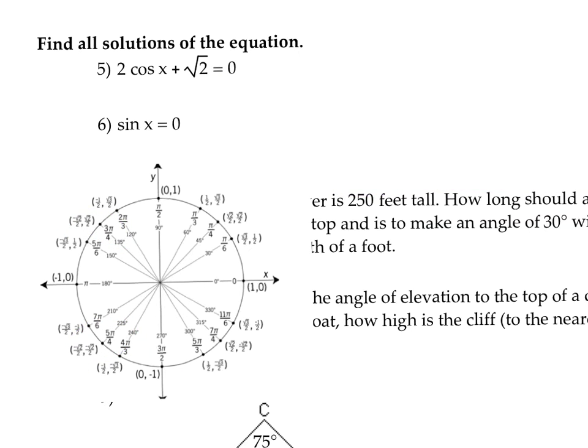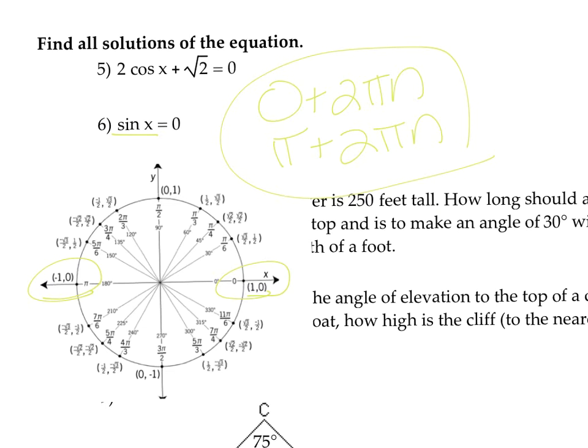Okay, now I'm going to look at 6. So 6 again, I want to work to get the sine on the side by itself, and it already is. I'm looking for where sine, which is the y, is 0, which occurs here at 0 and at pi. And with sine, we take those two and we add 2n pi or 2 pi n to both of the solutions.